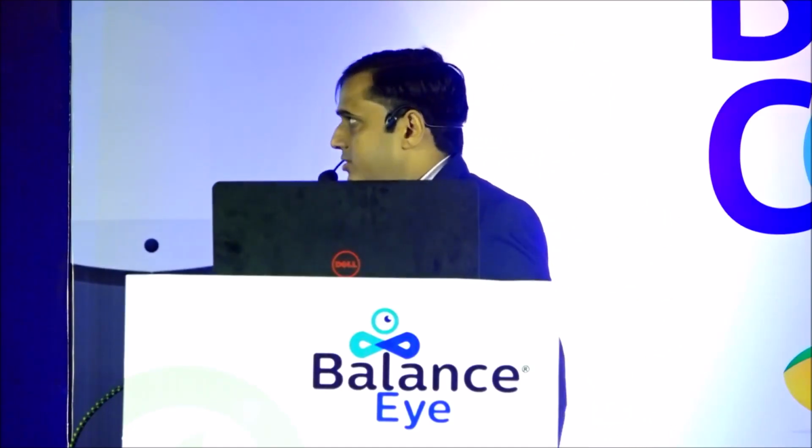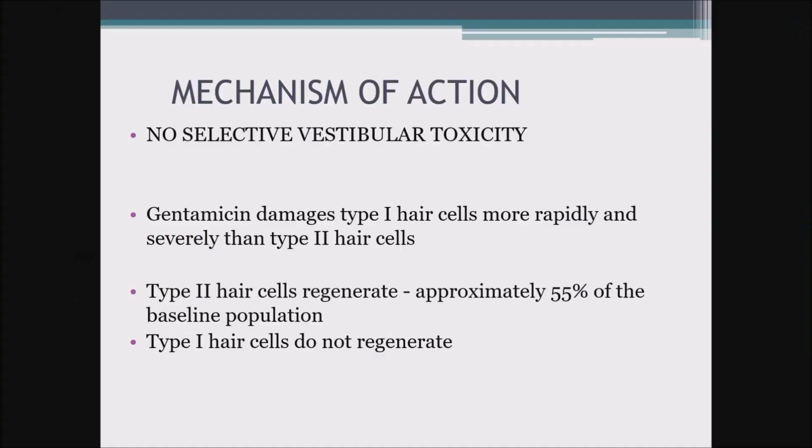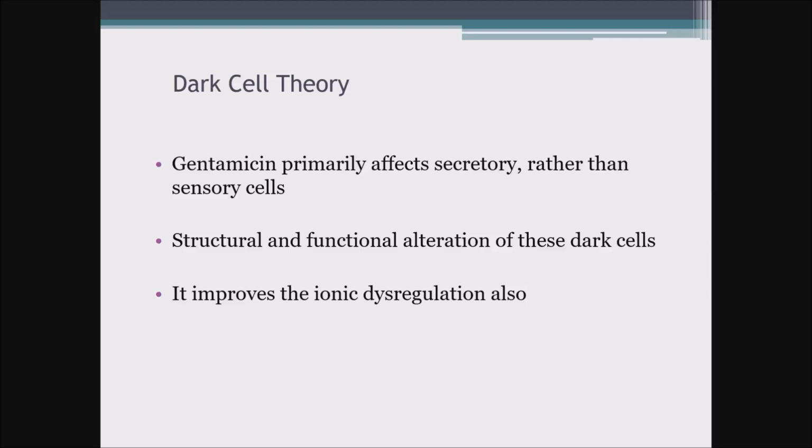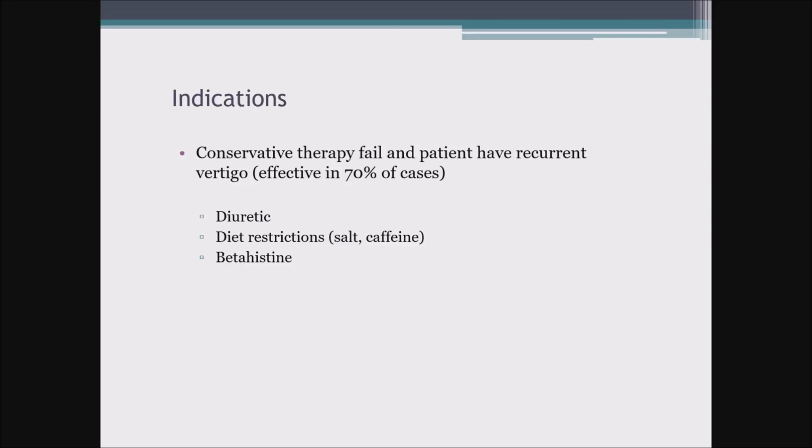We use this vestibular toxicity action because gentamicin damages type 1 hair cells more rapidly and severely than type 2 hair cells, and type 1 hair cells do not regenerate. According to the dark cell theory, gentamicin primarily affects the secretory function, causing structural and functional alteration of dark cells, and it also improves the ionic dysregulation of endolymphatic hydrops. The indication for intratympanic therapy in Meniere's is when conservative treatment fails, that is, use of diuretics, diet restriction, and betahistine.